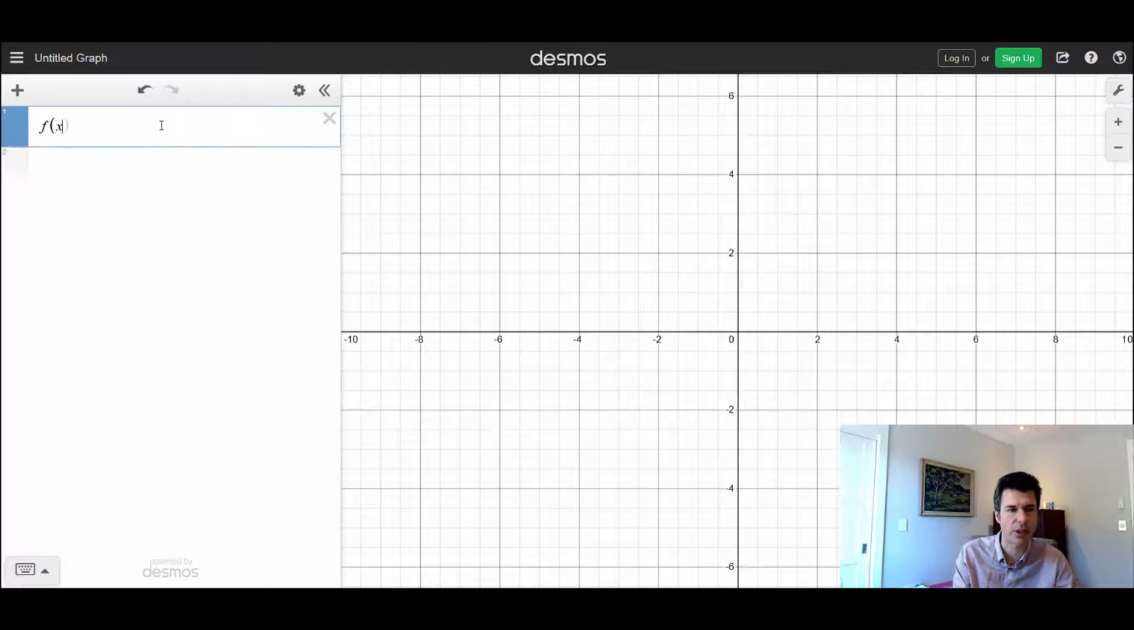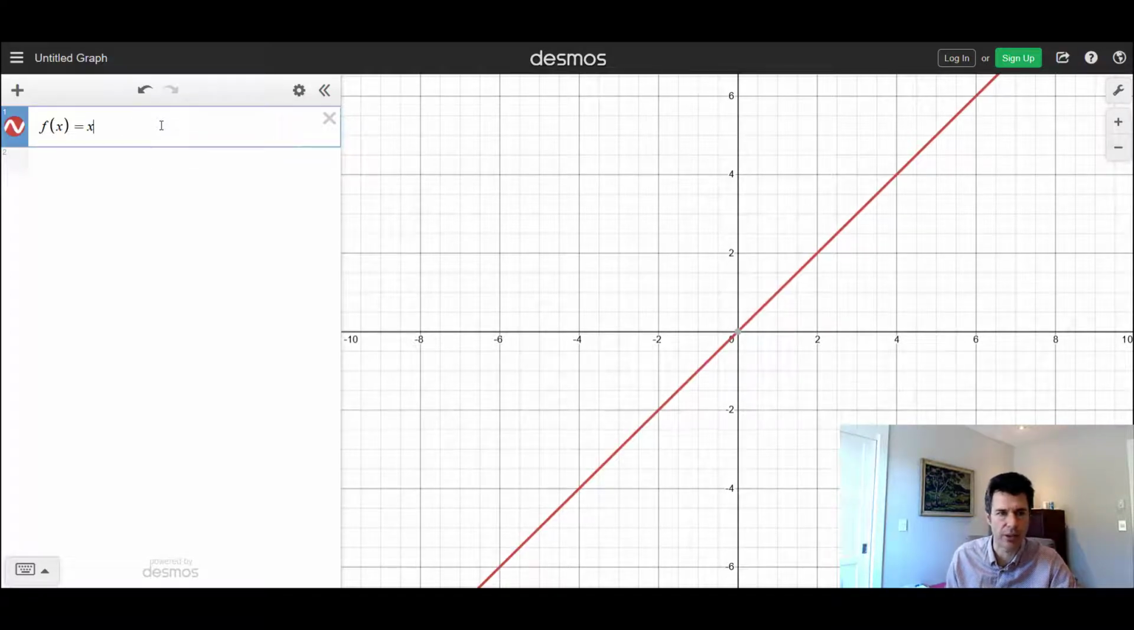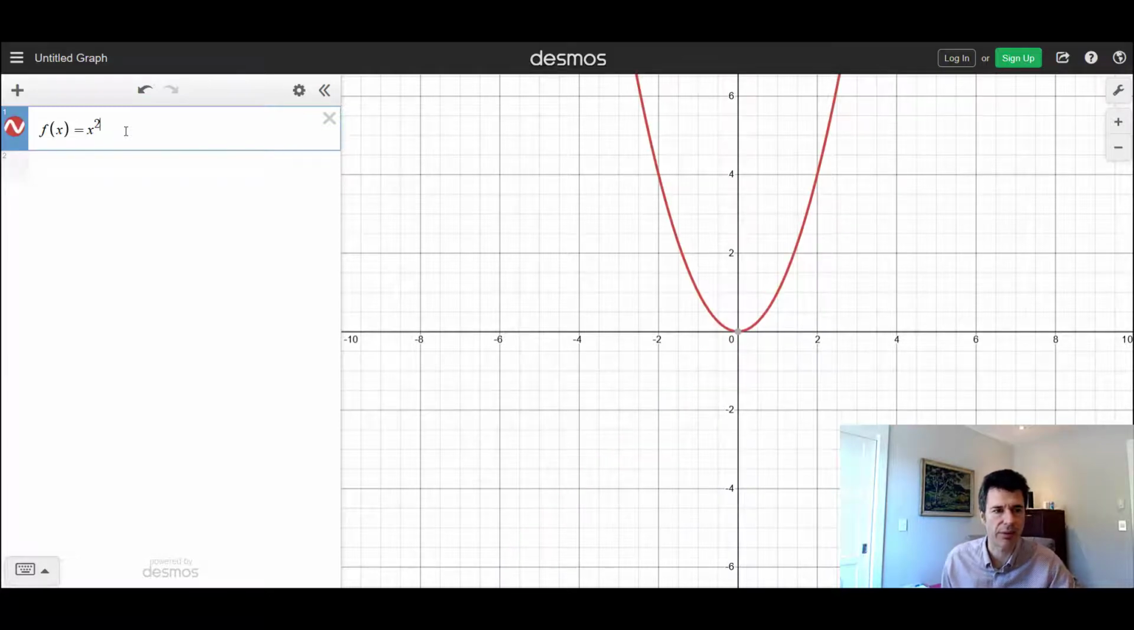So the first function is the identity function. So just f of x equals x. So this is a straight line going through the origin 0, 0, and whatever x value we choose, for example 2, has a y value of 2. So that's our first function. Our second function is quadratic, f of x equals x squared. So this is just a parabola opening upwards.